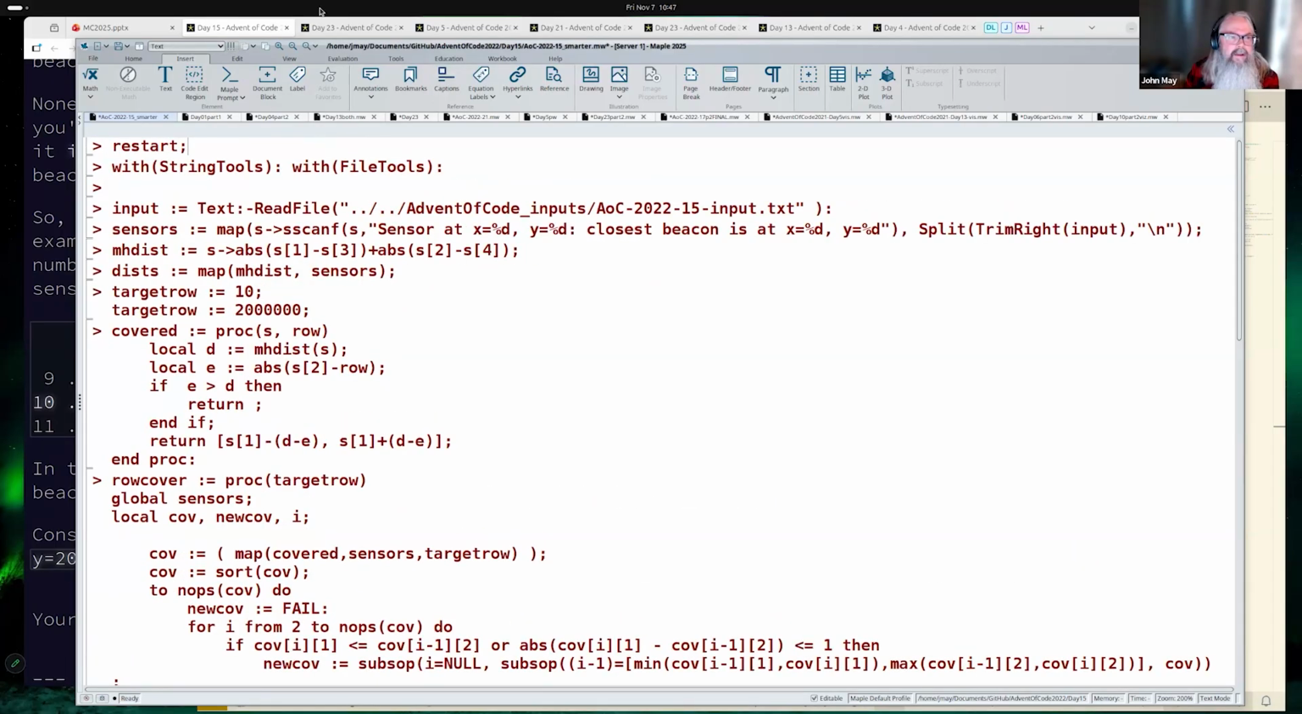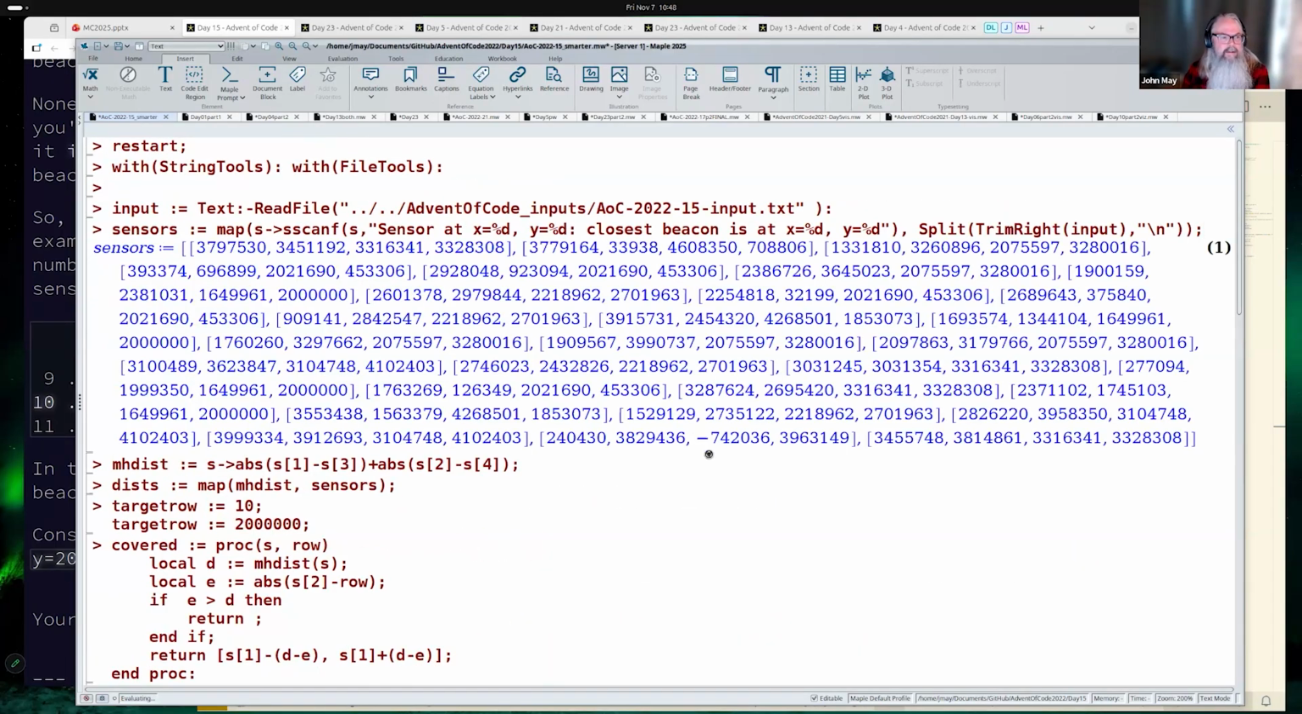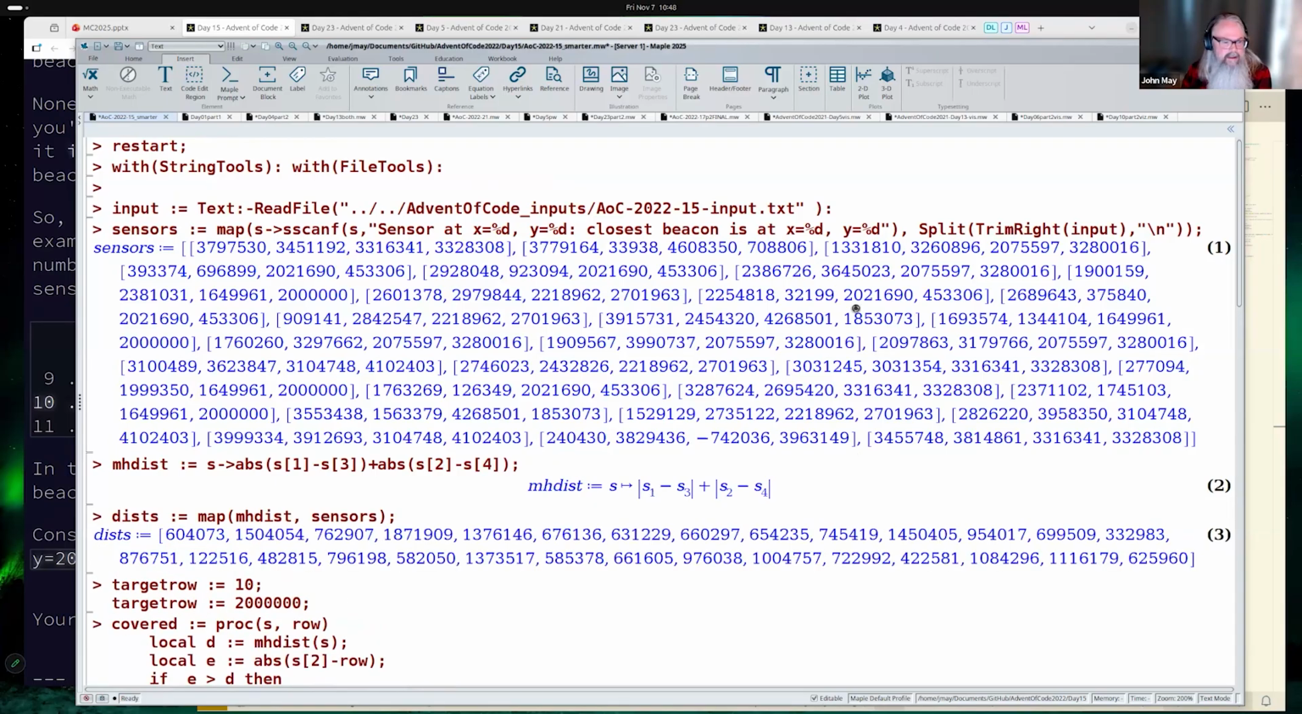Why is that mouse blinking there? It's weird. All right, so this is the actual input.